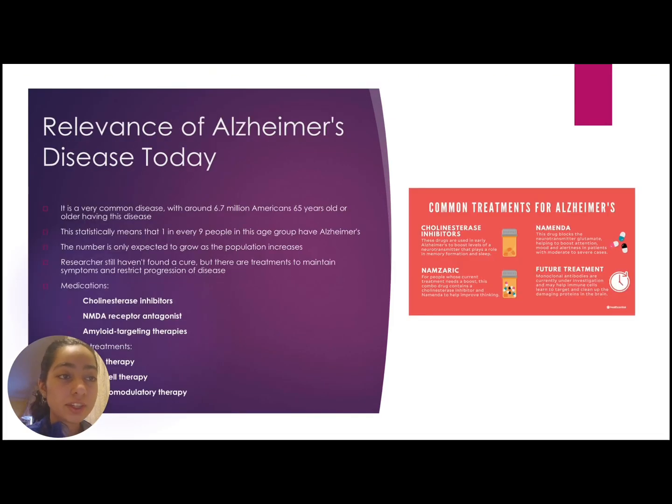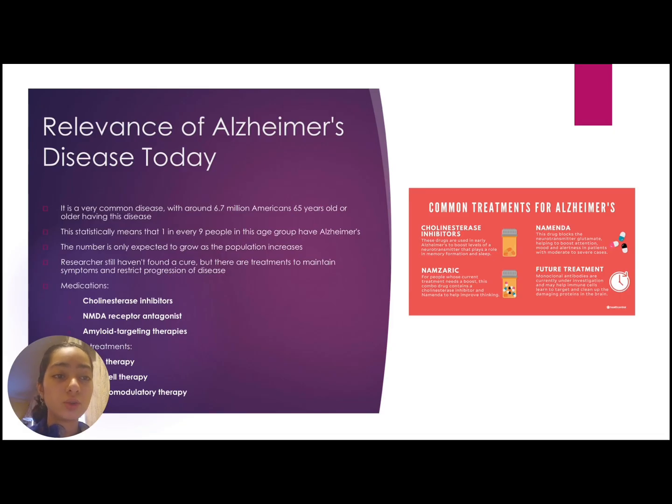Relevance of Alzheimer's disease today. It is a very common disease with around 6.7 million Americans in the age group 65 years or older having this disease, and that statistically means that in that age group 1 in every 9 people have Alzheimer's. The number is just expected to grow as the population increases because scientists still haven't found a 100% cure for it.